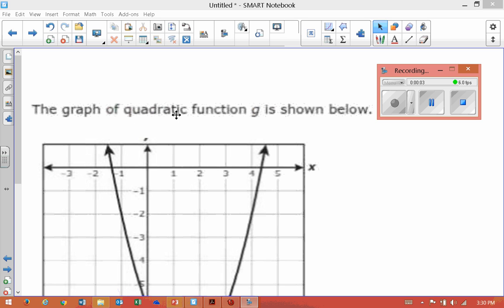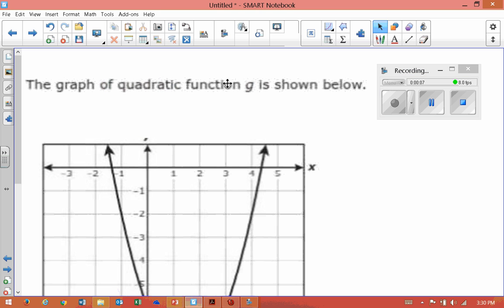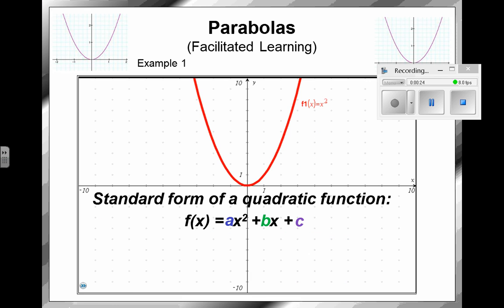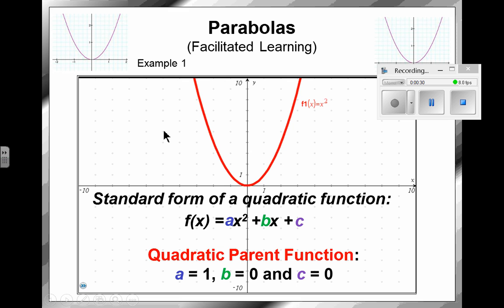Problem number 19 from the ACP review concerns the graph of a quadratic function. We've seen only one quadratic function in class, and I want to make sure I remind you of what that was, in particular the parent quadratic. Let's see if I can just show it here. This is the standard form of quadratic. You won't get to this until next semester.